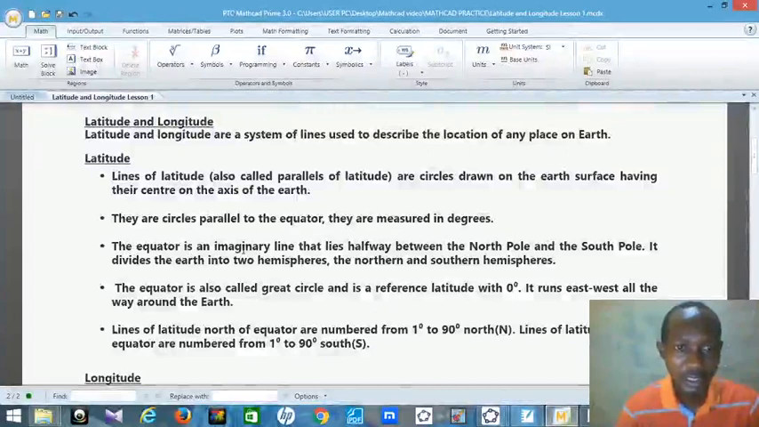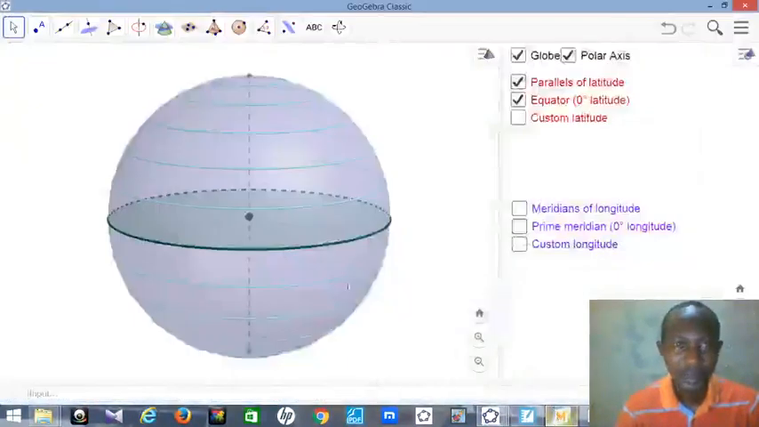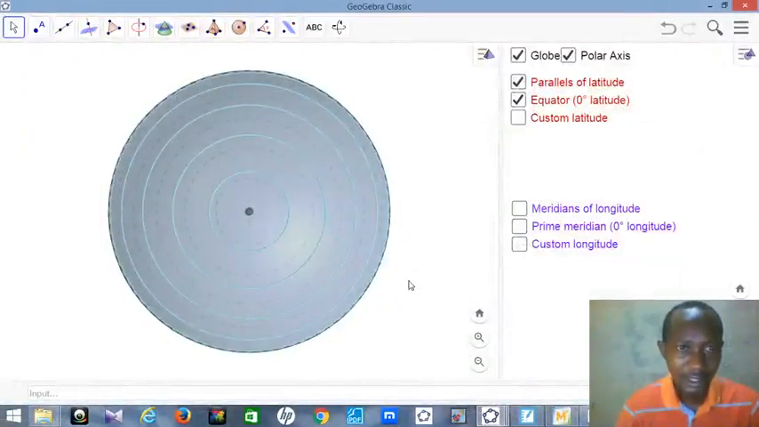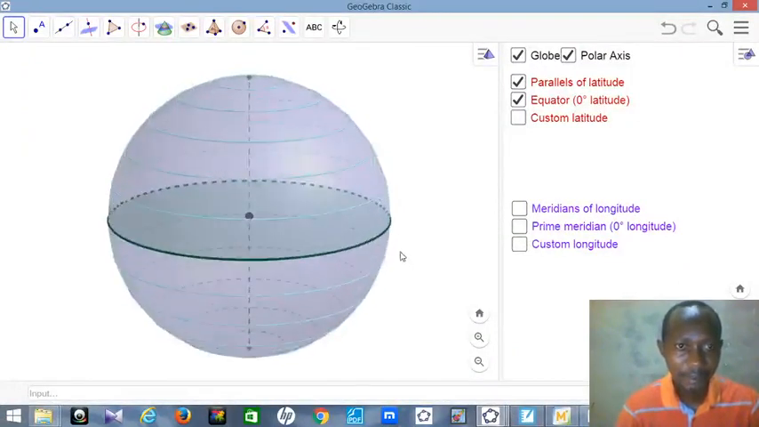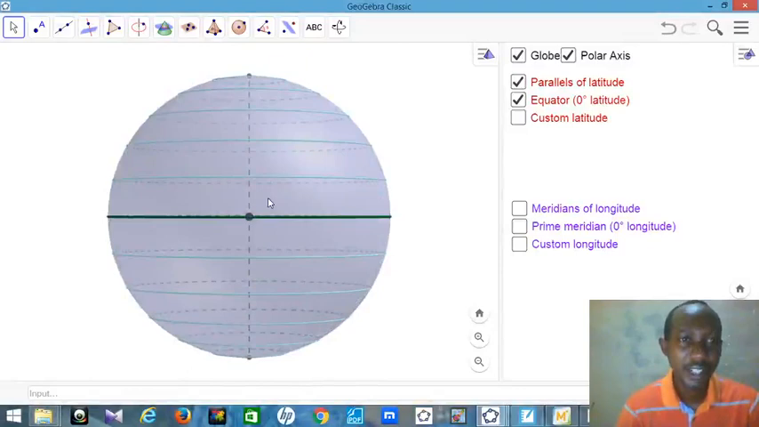You can see it in the write-up now. The equator is an imaginary line that lies halfway between the North Pole and the South Pole. You can see it lies halfway when I turn it to face us directly. You can see it's the largest, and you can see it in hidden lines here. When I make it face us directly on the front view, you can see that this is the line of equator and it divides the Earth into two hemispheres: the northern hemisphere, the one towards the North Pole, and the southern hemisphere, towards the South Pole.